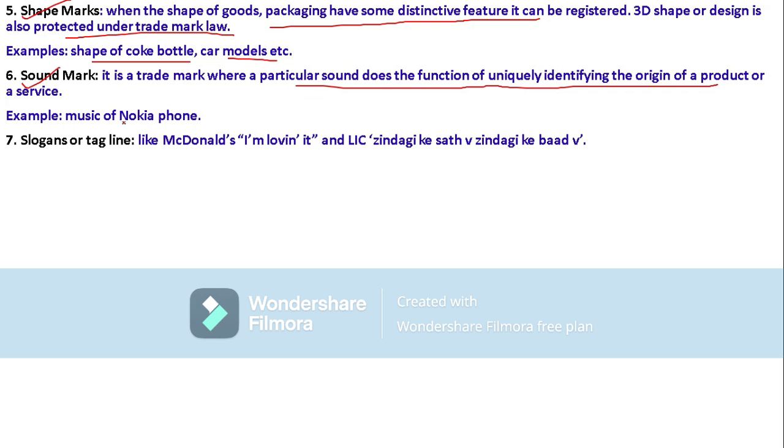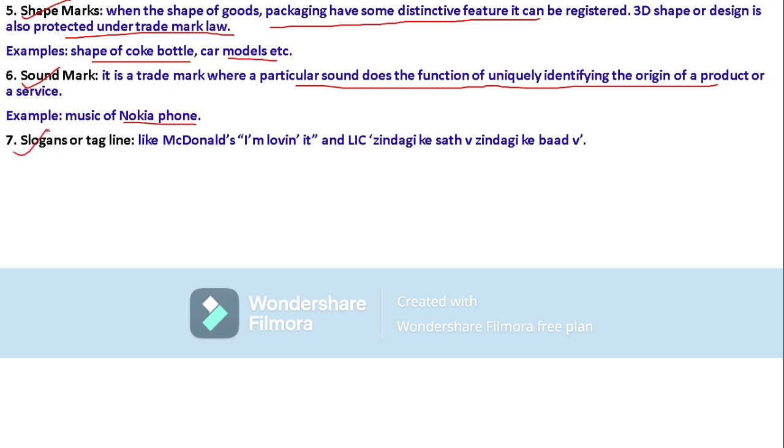For example, a Nokia phone. When we switch the phone off or on, or in the ringtone that a Nokia has, a different sound will be there. By that we can identify it is a Nokia phone. For that it has a typical sound mark, and therefore it is registered under the sound mark.